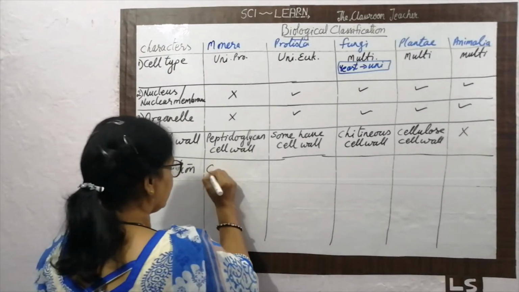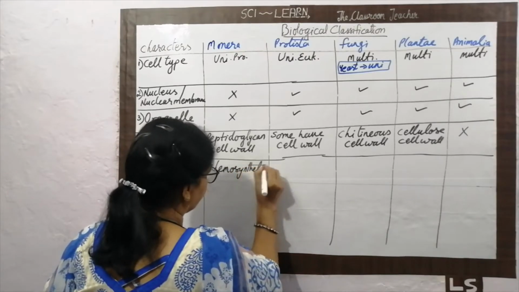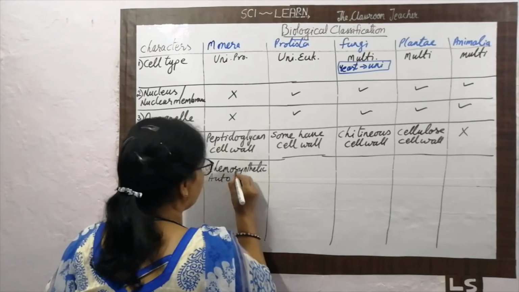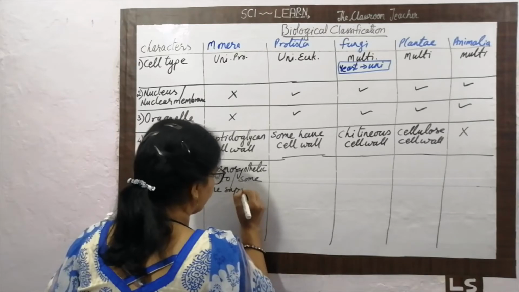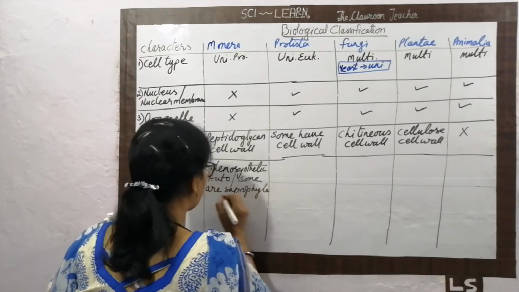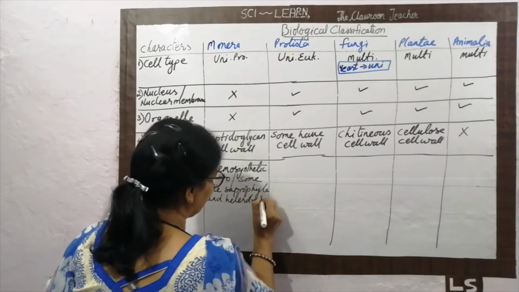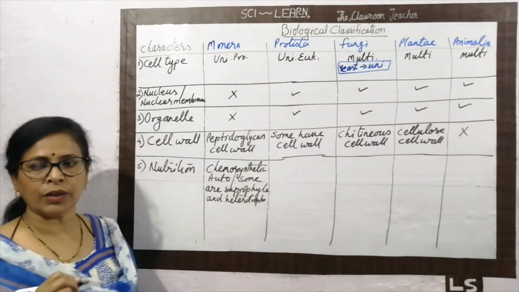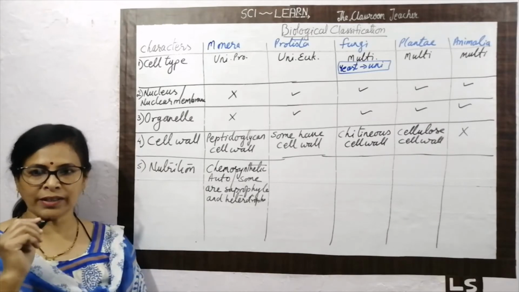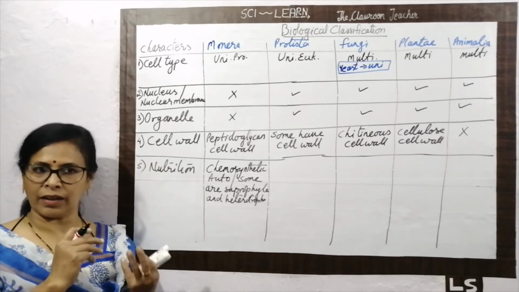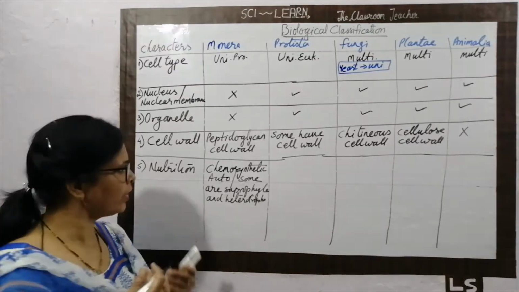Okay, these are the chemosynthetic autotrophs. But some are saprophytes, and some are heterotrophs. So different types of exceptions are present here. Now, the second is the Protista. Protista are photosynthetic autotrophs, as well as heterotrophs and parasites also.